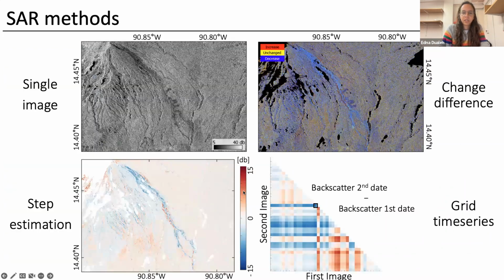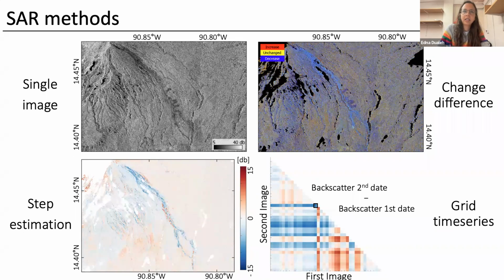So for this case study, we used 4 different methods, and I'll go into more detail about these as I go through. The top 2, using single images and change difference images, are 2 commonly used methods applied to SAR backscatter data in volcano monitoring.